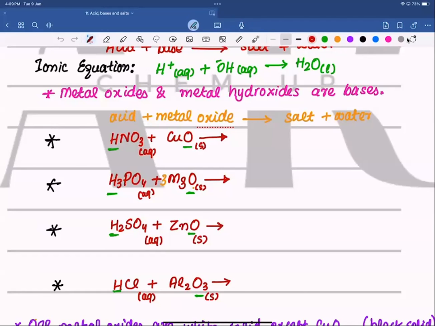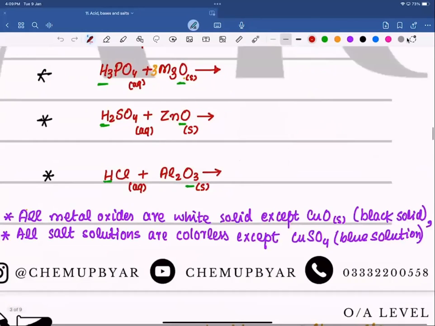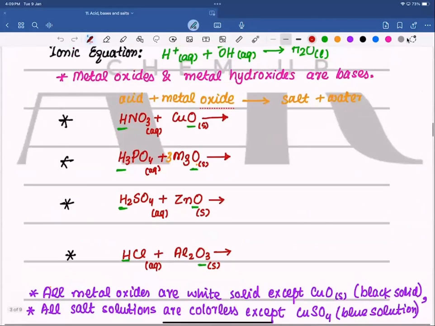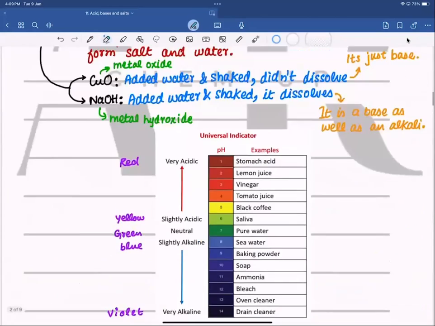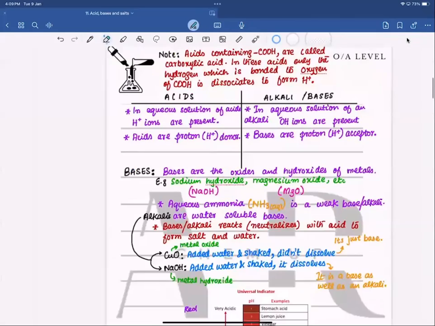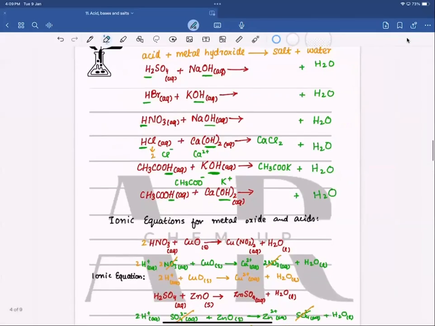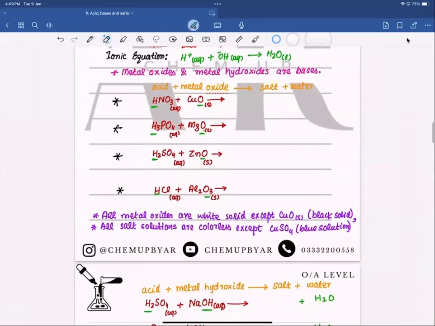Okay, we have completed these reactions. These are of acid and metal oxide. Did we complete this, or have we completed acid with metals? Sir, we also did acid and metals. Okay.